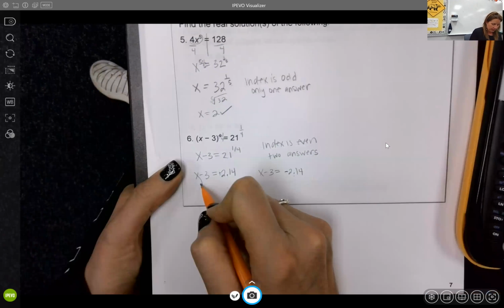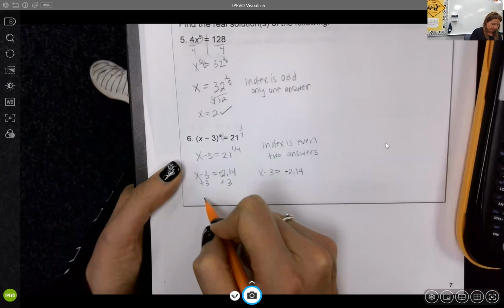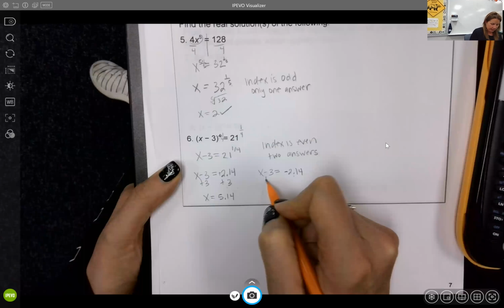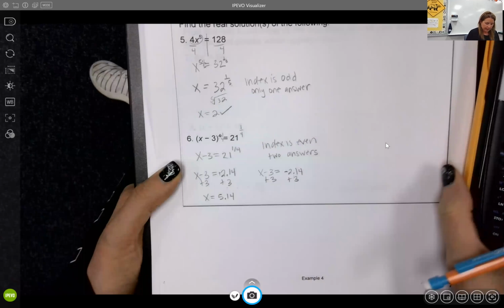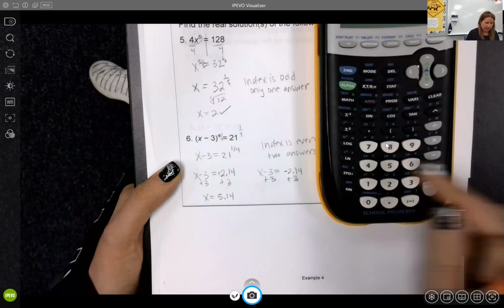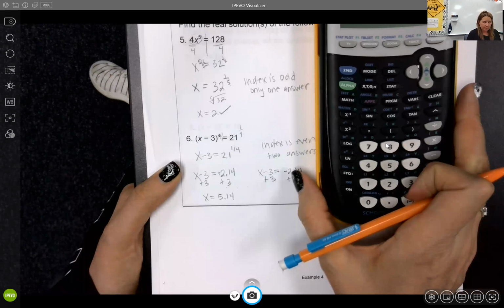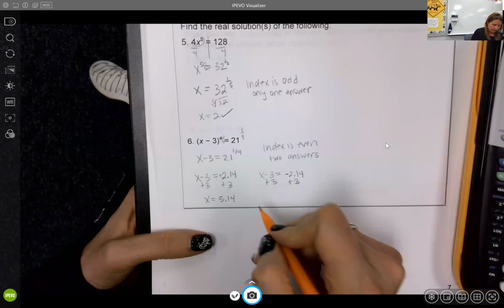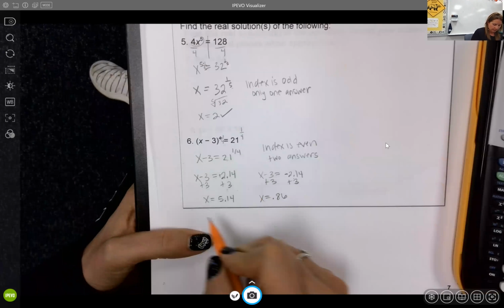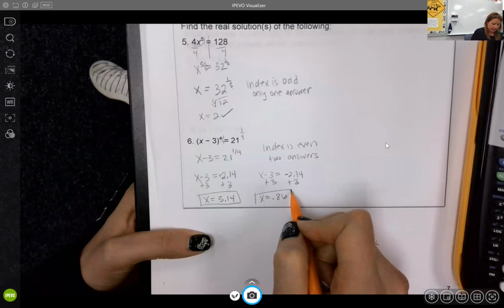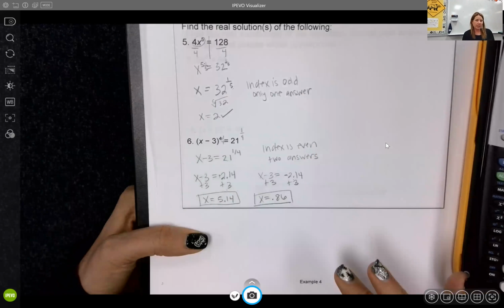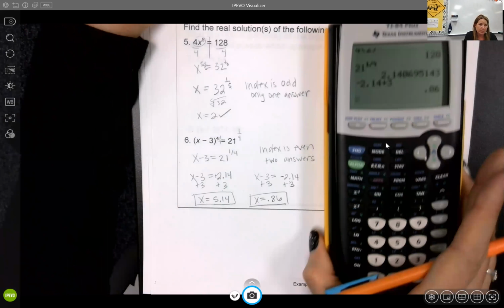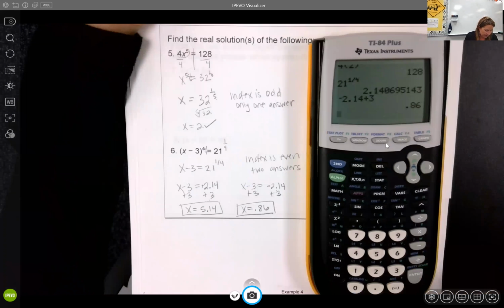Then I add the 3. And I add the 3 here, okay? So negative 2.14 plus 3, and we get 0.86. Okay, now you can check these, but they're going to be a little bit harder because it's a decimal, and so it's not going to be exact. It's just going to be close.